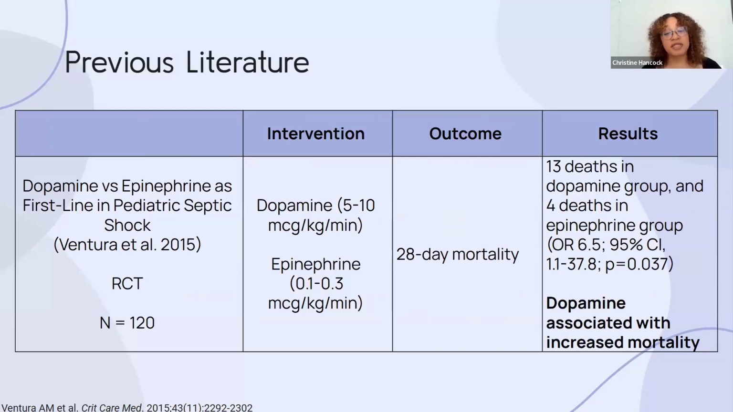And so this randomized control trial by Ventura and colleagues looked at dopamine versus epinephrine as first line in pediatric septic shock. So they looked at dopamine compared with epinephrine with a primary outcome of 28-day mortality. In terms of the results, they saw that 13 deaths were in the dopamine group and 4 deaths in the epinephrine group, which was a statistically significant difference. And they determined that dopamine was associated with increased mortality in pediatric patients with septic shock when used as first line.